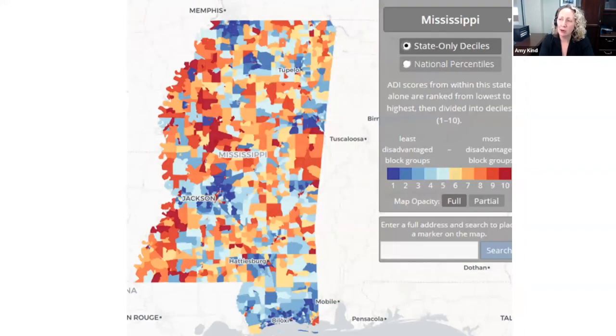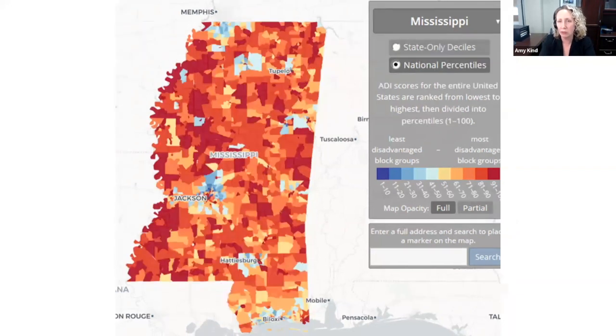We also allow states to be viewed from a number of different vantage points. So for instance, this is the state of Mississippi as compared to itself. So this is an ADI that is ranking all of the block groups in Mississippi, and the red are the areas that are most disadvantaged as compared to other block groups in Mississippi, and the blue are the least. However, if you click on that national percentile toggle, what you will see then is Mississippi as compared to the rest of the United States. And as you can see, most of Mississippi is deep red. This is a state that has more than its fair share of disadvantage.